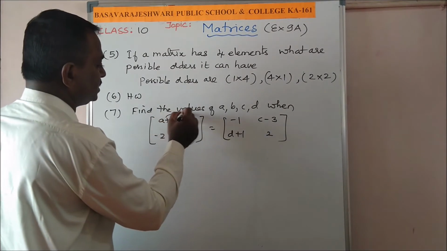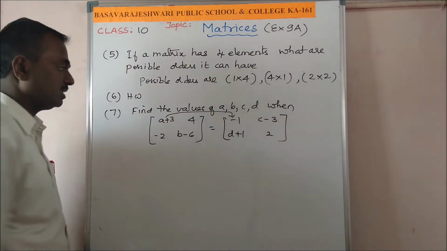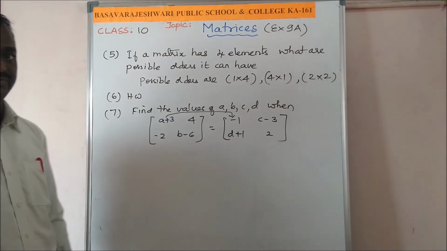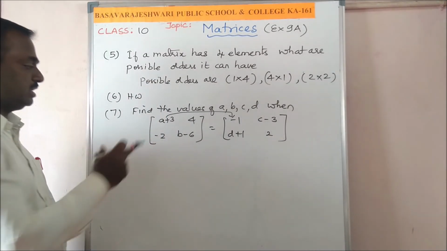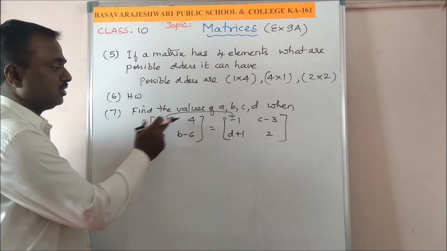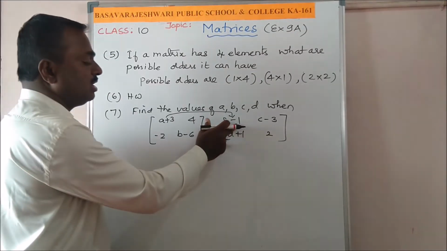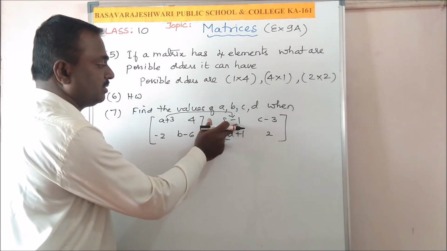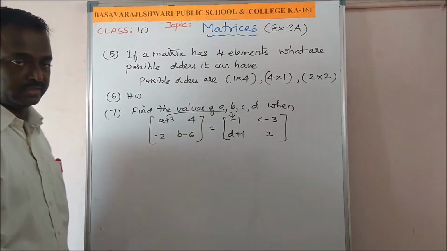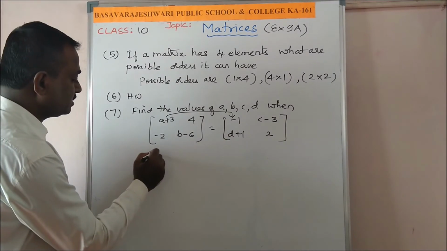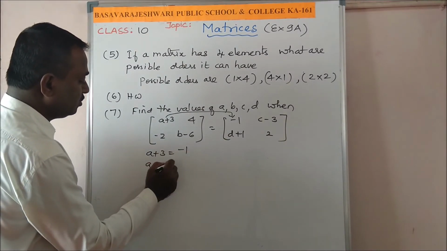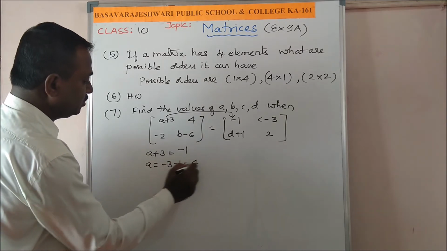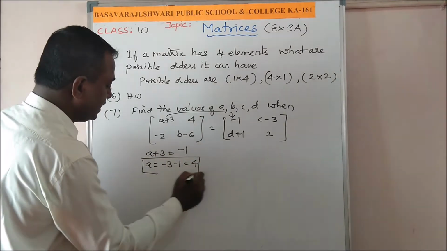First row, first element of the first matrix, because they are saying they are equal matrices, should be equal to the first row, first column element of the second matrix. Therefore, A plus 3 is equal to minus 1, or A is equal to minus 3 minus 1, which is equal to 4. So the A value we got.